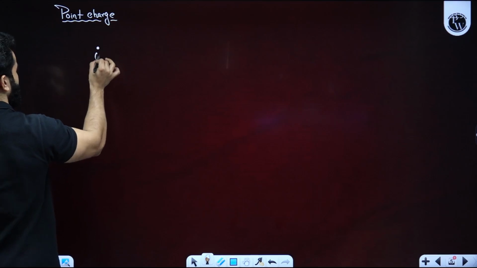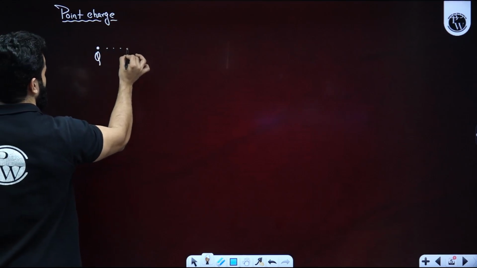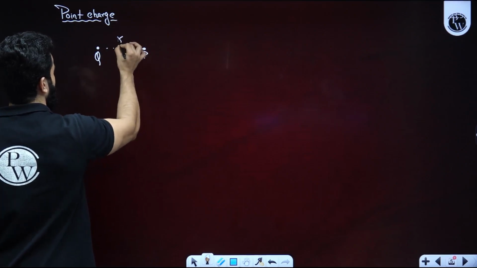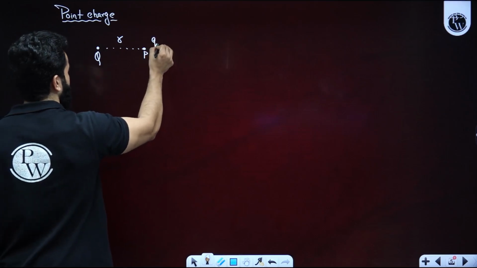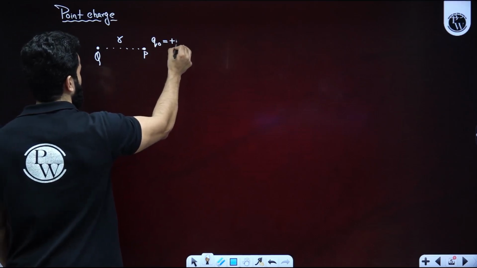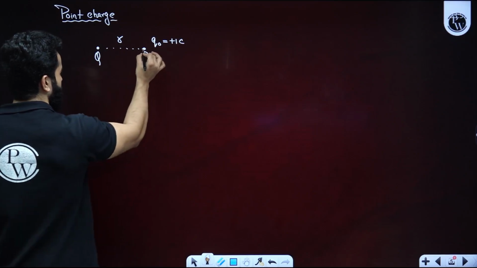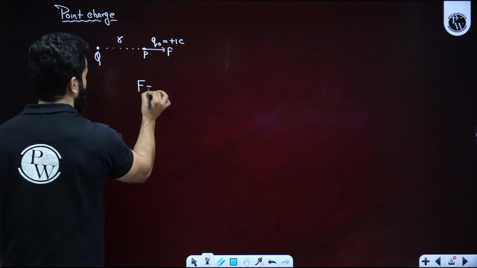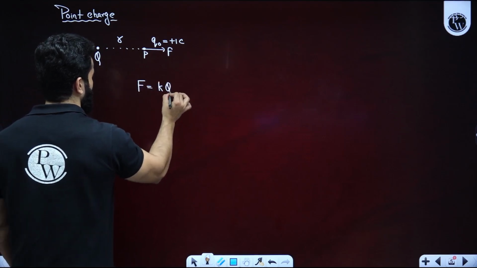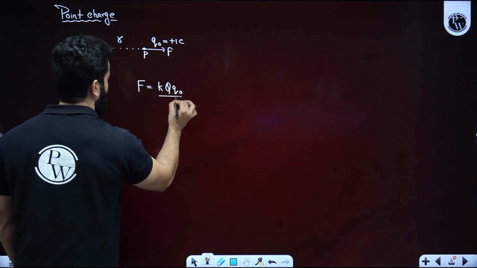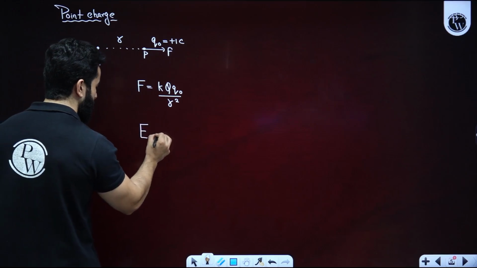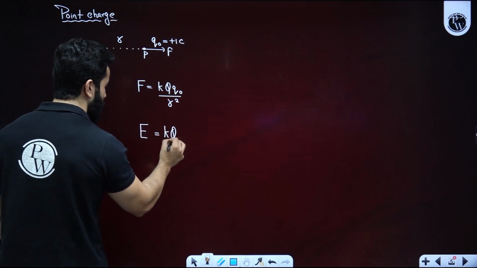Something like this, and similar diagram, my dear friends. And we want to know the electric field at, let's say, this point, at a distance of r. We are going to place a q naught charge, plus 1 coulomb. So the force experienced by this charge will be simply k q naught divided by r square. So the electric field at this point will be k q by r square.